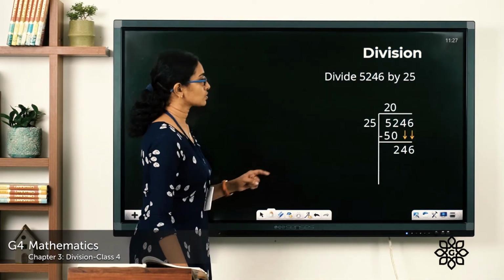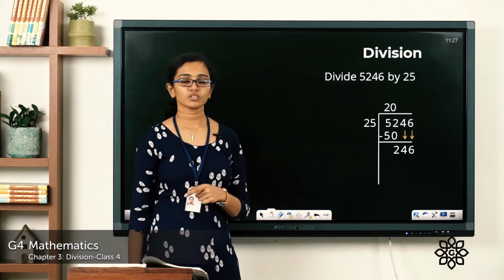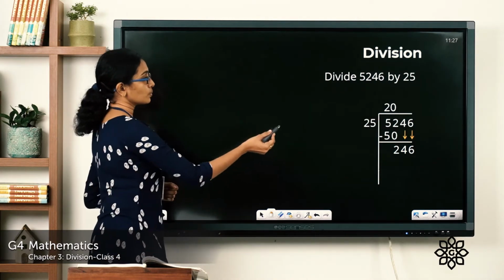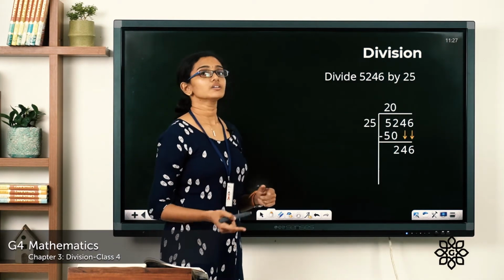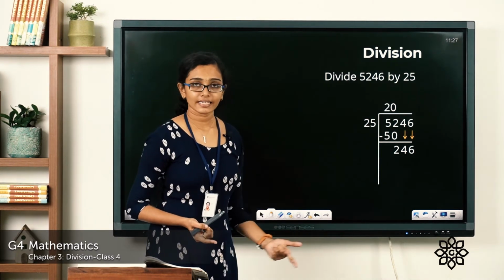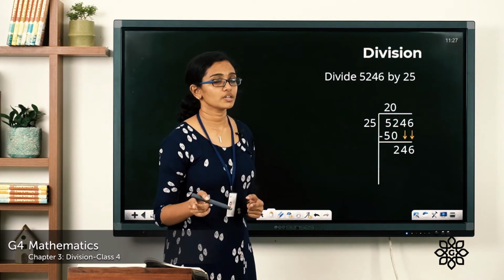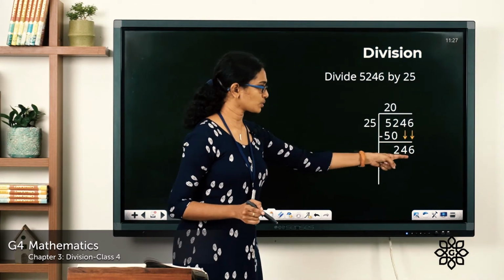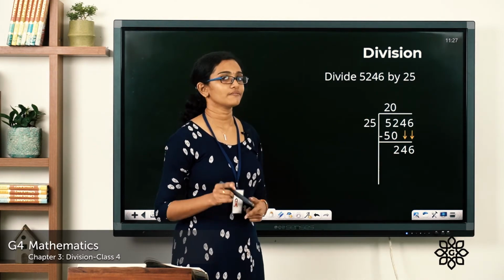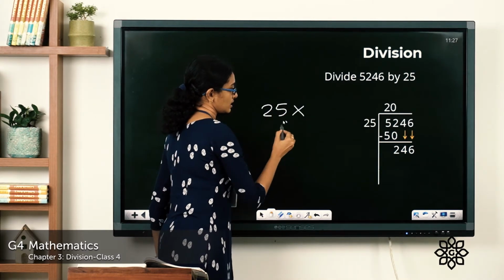Now we have 246 divided by 25. So how many 25s will go in 246? We know 25 ones are 25, 25 twos are 50, 25 threes are 75. Like that it goes, and 25 times 10, 25 into 10 is 250, which is somewhat closer to 246, right? So let's see what is 25 nines. I'm going to check with 9.